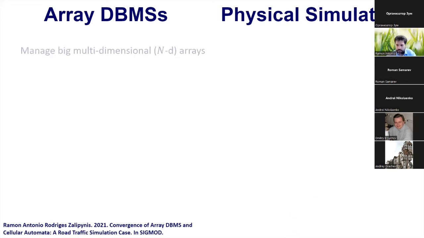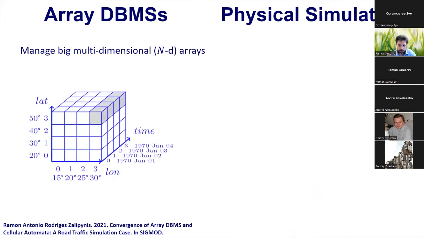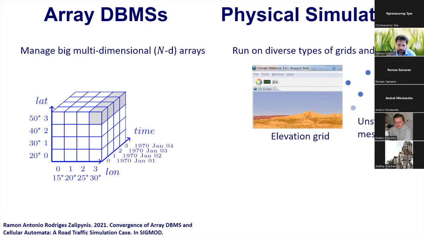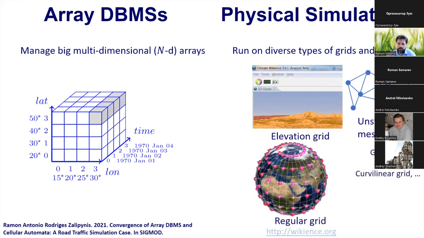Array DBMSs manage big multidimensional array storage, processing, and even visualization in some cases. Physical simulations have been traditionally implemented on diverse types of grids and meshes that can be modeled as ND arrays. As multidimensional arrays are at the core of array DBMS, it's logical to apply array DBMSs to physical simulations to benefit from array DBMS capabilities.